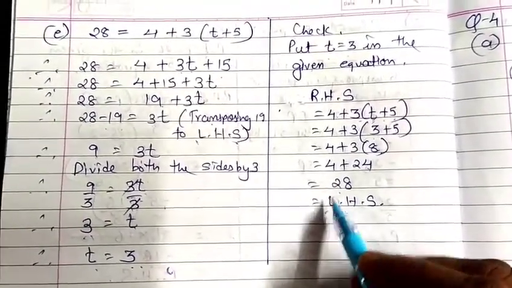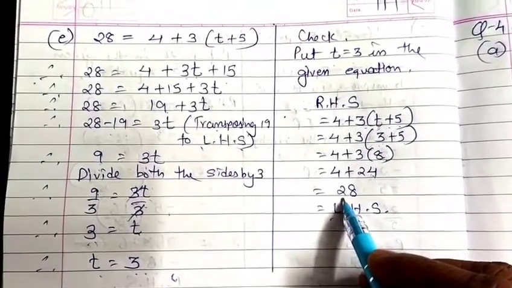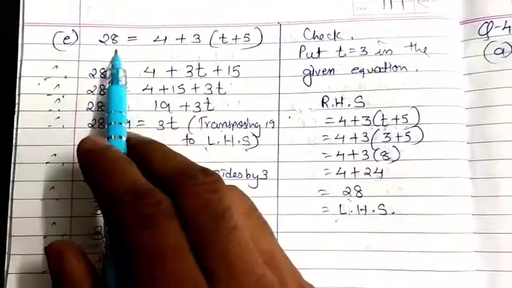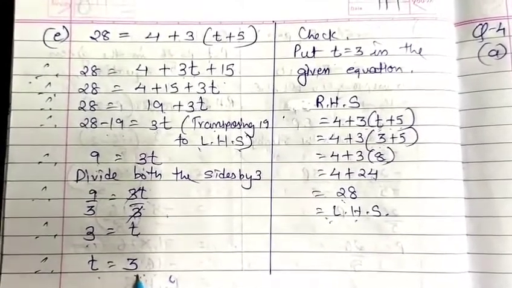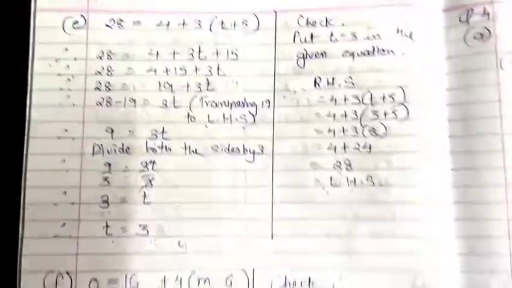So we see whether it is there in the given equation on your left hand side. Yes, it is there. So write down equals to the left hand side. We can say that t equals 3 is the solution of the given equation.